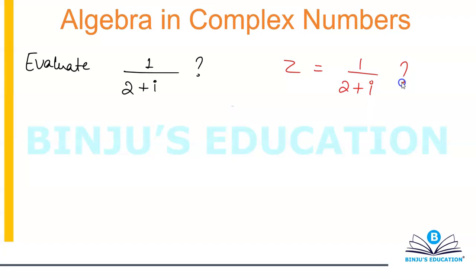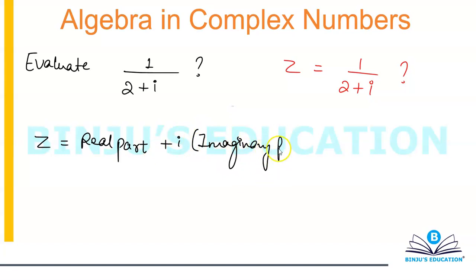So the reason why we need to convert this into some other form is that the general form of a complex number is real part plus iota into imaginary part. For example, you have 4 plus iota into 6, or you have 5 plus iota into 7. These are all complex numbers.